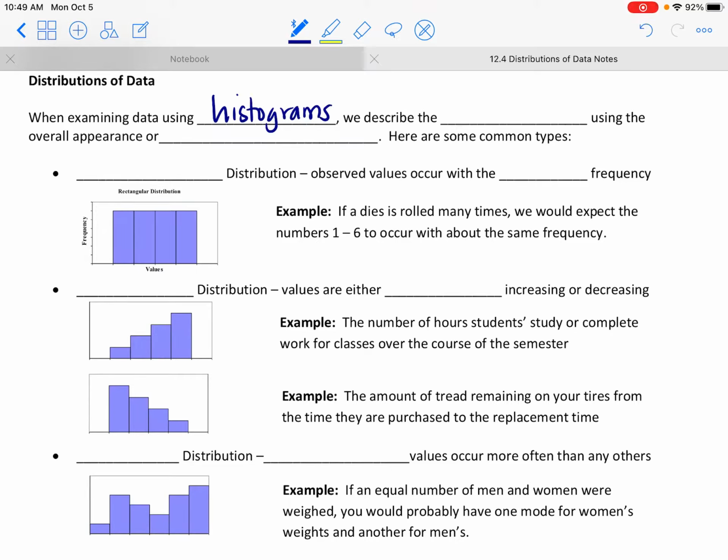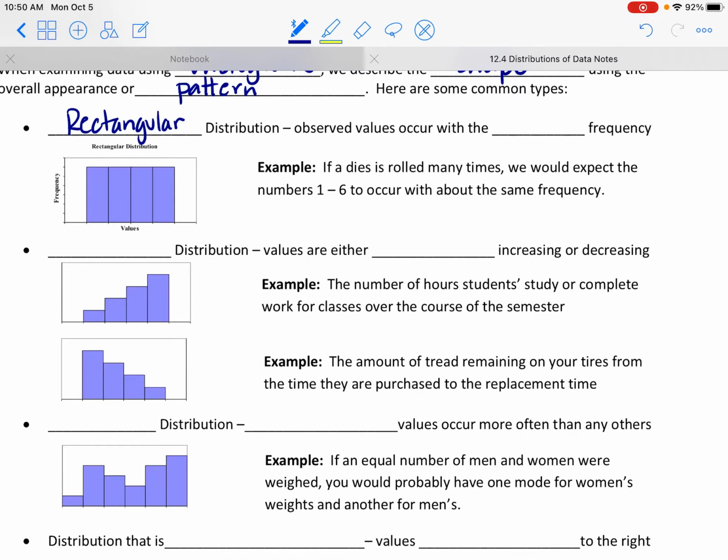we can describe the shape of that histogram. We can describe the shape of the pattern that we see in the bar graph using the overall appearance or pattern. Okay, so common types, these are less common than the last one we're going to talk about, but some common types. This first one we call rectangular distribution. Rectangular, or sometimes it's called uniform distribution. These are when your observed values occur with the same frequency.